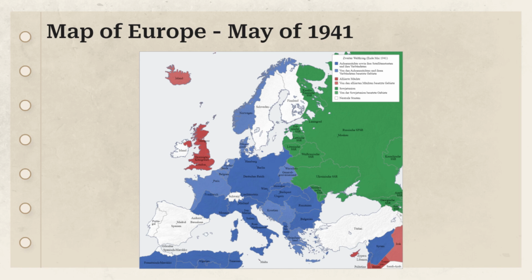So here's a map of Europe looking at May of 1941, and it looks pretty bleak for the Allies. You can see pretty much all of Western and Central Europe is taken over, and only Britain really remains a true free state, and they're greatly under siege.